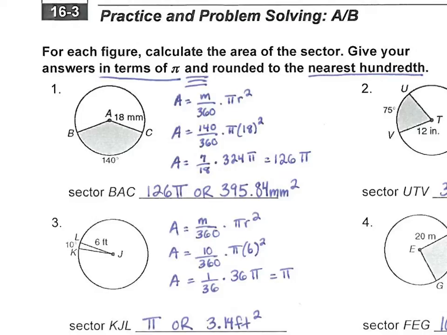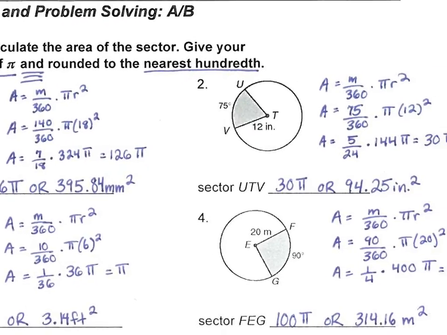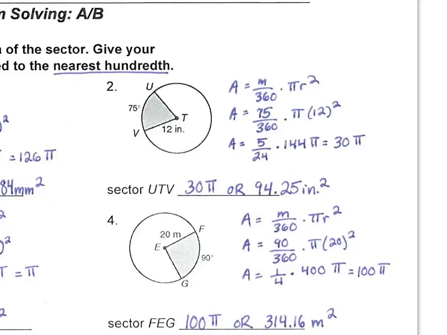Then for my approximate answer, now I'm going to use my pi key on my calculator, and to the nearest hundredth, that would be 395.84 square millimeters. Number 2, same idea. This time the angle value that's given to you is 75 degrees with a radius of 12.